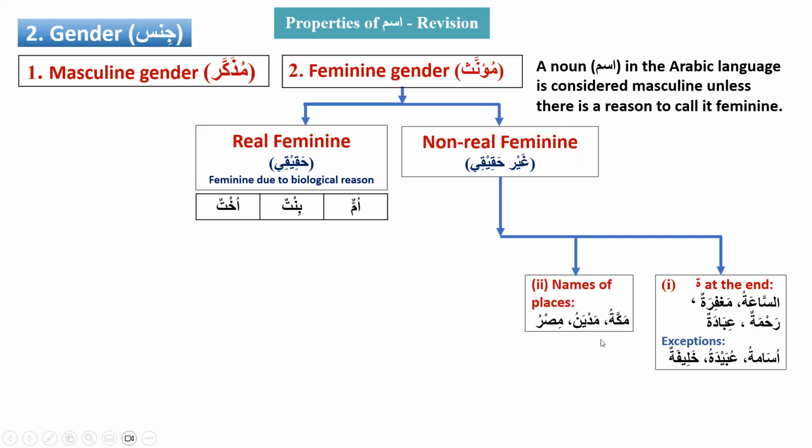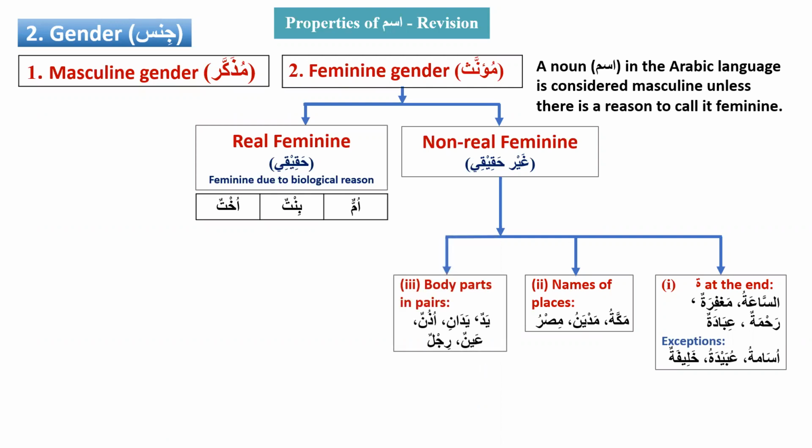And the proper names of places are also feminine. Makkah, Madinah, Misr, Pakistan, Canada. All these words, names of places, they are feminine. Okay. Thank you, Ibrahim. Anusha, give me another reason. Body parts in pairs. If a body part is in pair, both and even the single part is feminine. Good job, Anusha.